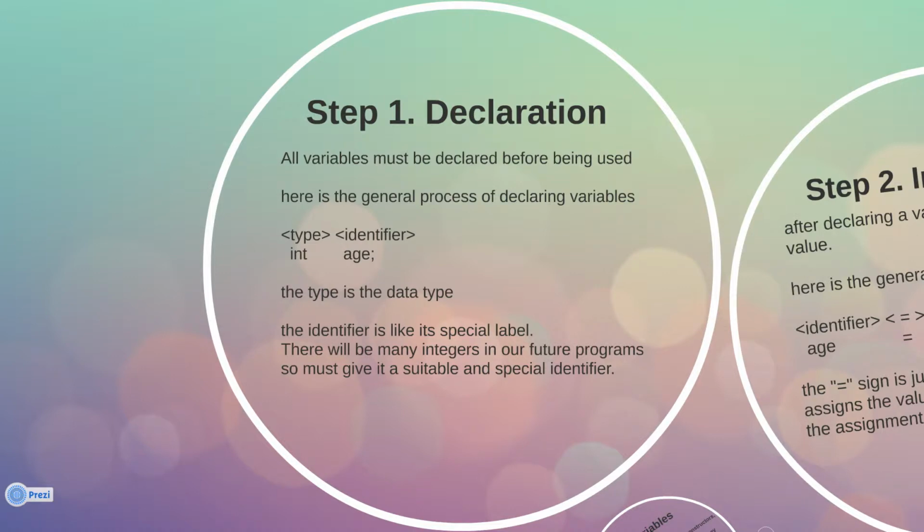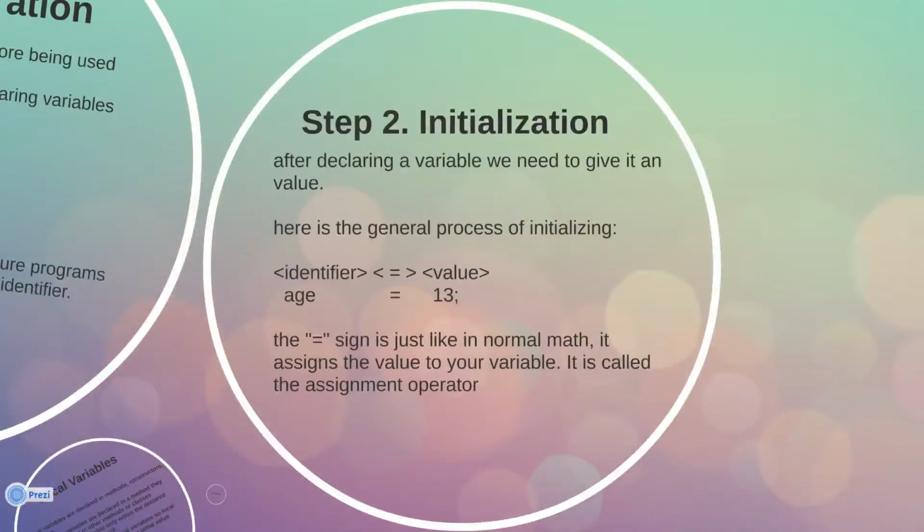Like you have a laptop. It could be a MacBook Pro, a Hewlett Packard, Acer, Asus, anything like that. There will be many integers in our future programs, so we have to keep each one unique, and it has to be very suitable, because you can't name all your variables swear words, or else it's going to be extremely hard to read, and people are going to wonder what you are doing.